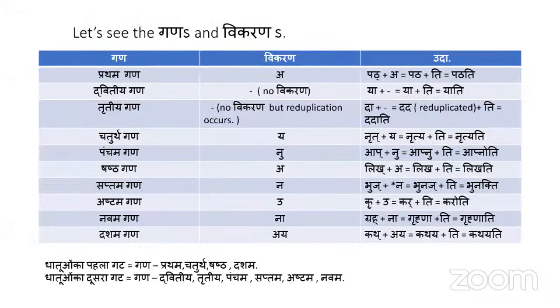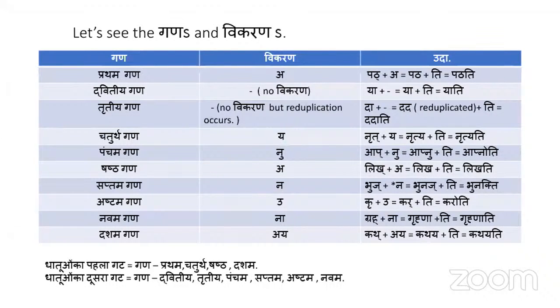Now let's see the ganas and vikaranas. What is meant by gana and what is meant by vikarana? I have told you. Now we will see details about gana and vikarana. Now see, there are 10 ganas. I have told you that the two groups are again divided into 10 ganas, right? So they are named according to the number only. That means Pratham Gan, Dvitiya Gan, Tritiya Gan, Chaturtha Gan, Pancham Gan, Shashtha Gan, Saptam Gan, Ashtam Gan, Navam Gan, and Dasham Gan.